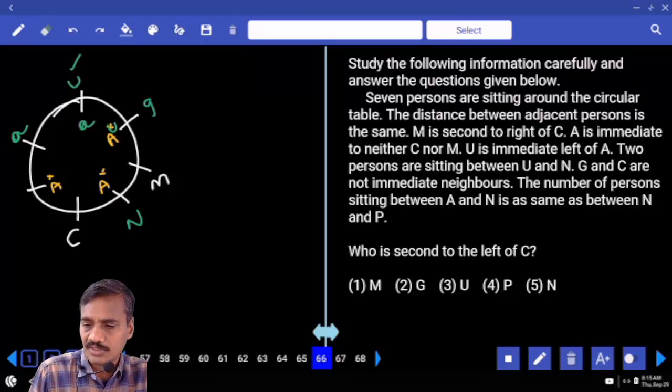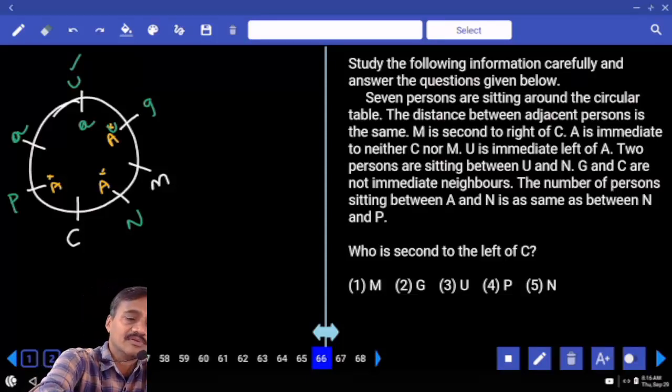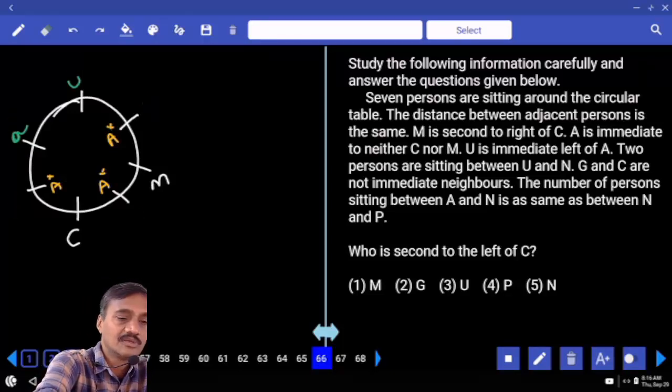And next one, the number of persons sitting between A and N is same as between A and P. A and N, N and P is the same. Finally we are getting P here. A and N, how many people? There are 2 people. A and P adjacent to each other. Is it possible? No. Hence whatever you have taken A at this place is completely not possible.